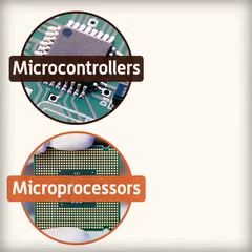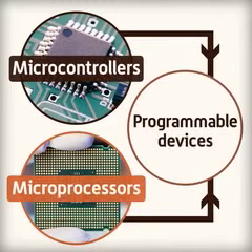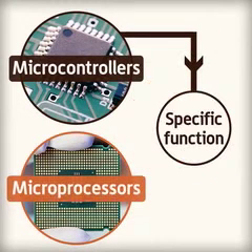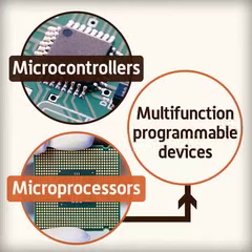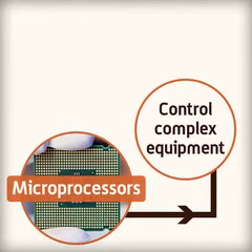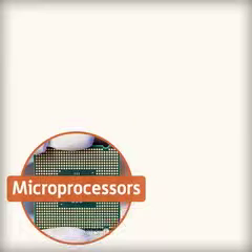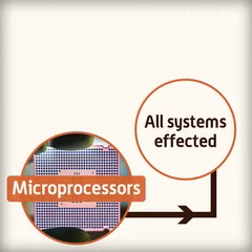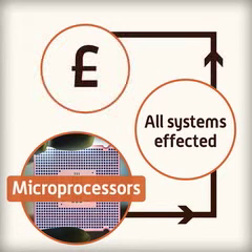Microcontrollers and microprocessors are programmable devices. Microcontrollers are used for a specific function, and microprocessors are multifunction programmable devices. You can use a microprocessor to control complex equipment. One device can control everything, but if the microprocessor goes wrong, all of the systems could be affected, and the cost to replace it could be high.